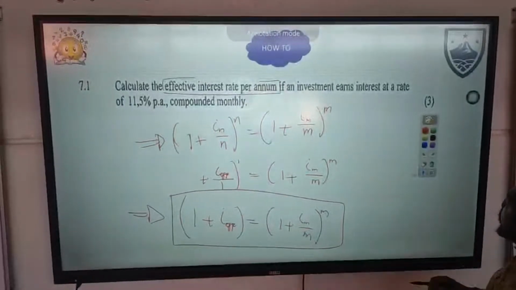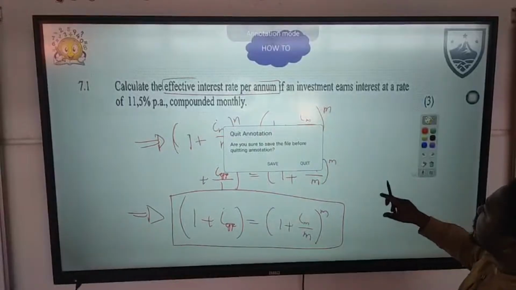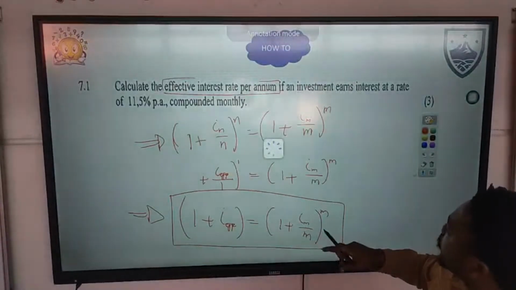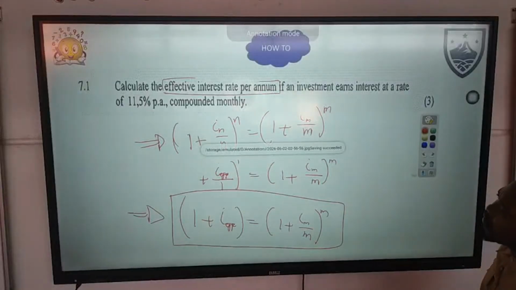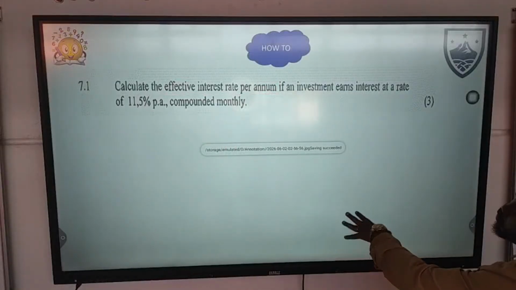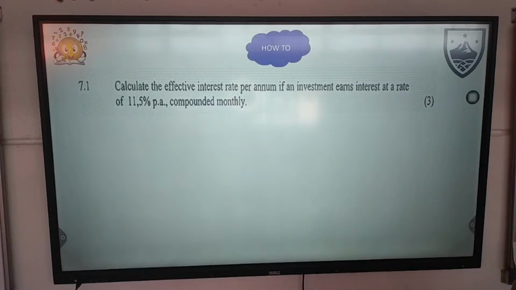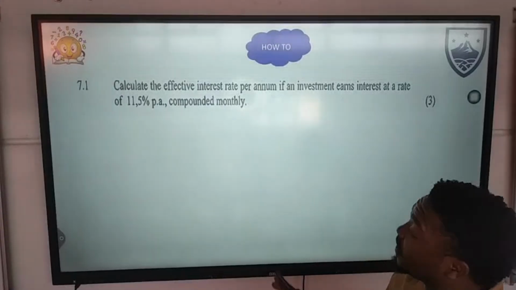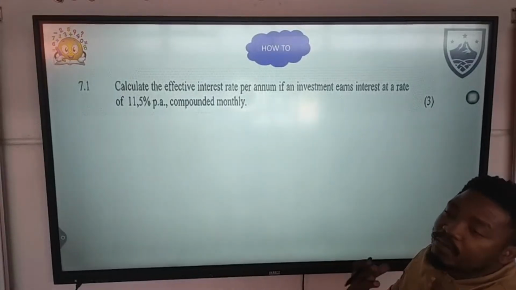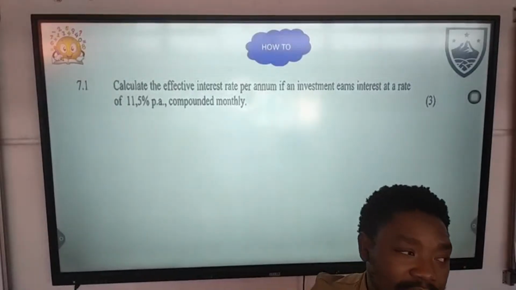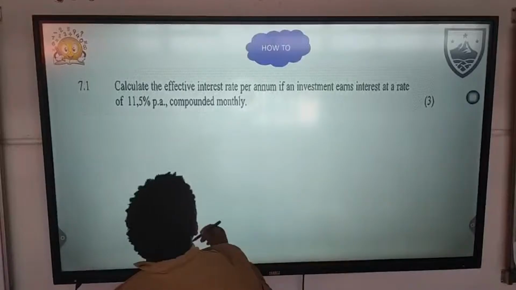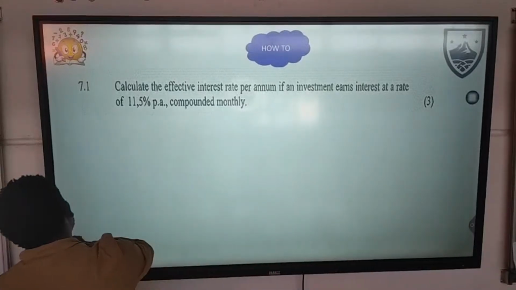So for this problem, our effective interest rate, because we've now made sure that we understand where the formulas are coming from. Remember, this formula will not be given to you in the examination. It's not there in the formula sheet. You can also verify in your formula sheet. Look at the formula that you have for finance. This one is not part of it. So you remembering that formula will grant you a mark automatically. So let's answer this question now.